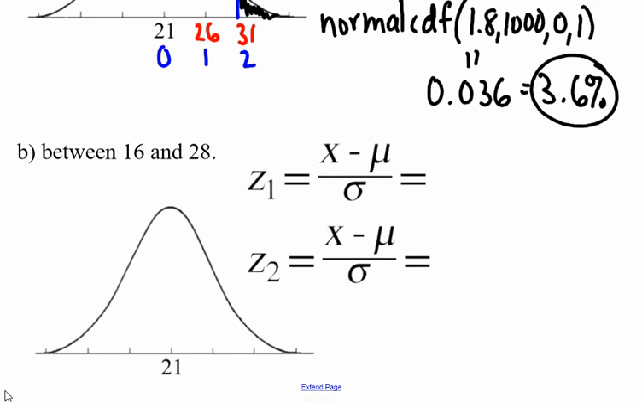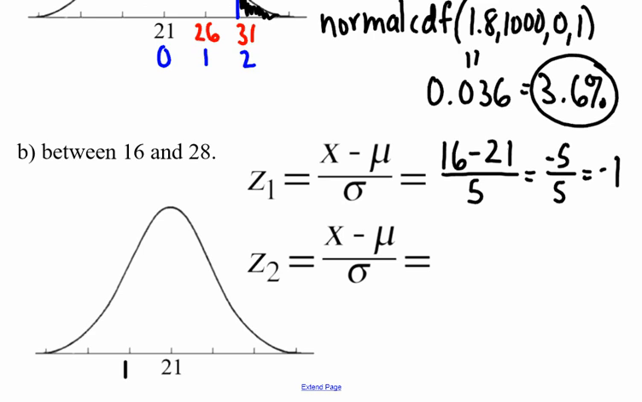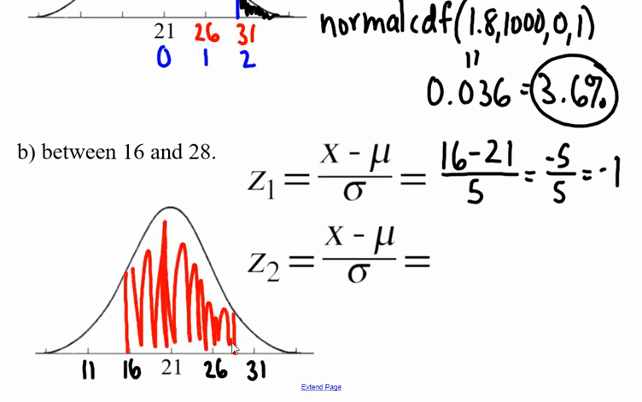What about a score between 16 and 28? Well, in this case, I have to calculate two z-scores. So 16 would be 16 minus 21, the average, over the standard deviation of 5, negative 5 divided by 5. So that has a z-score of negative 1, which makes sense because each of these were 5. So this is 16, this is 11, this is 26, this is 31. So I'm really trying to find it in between this and then 28.